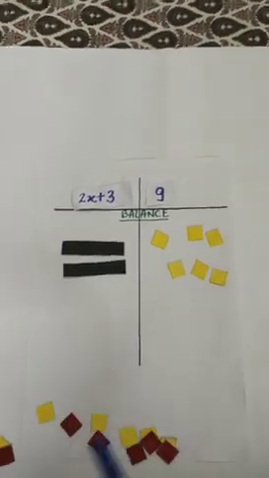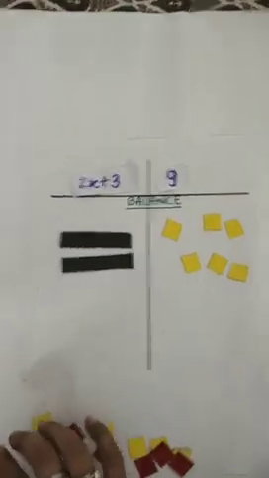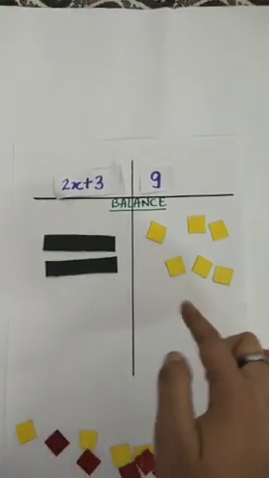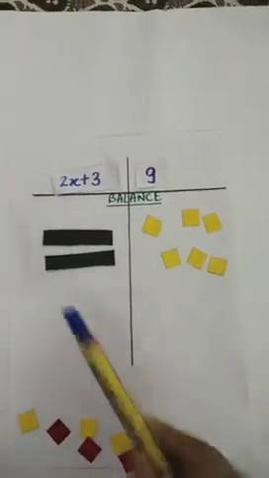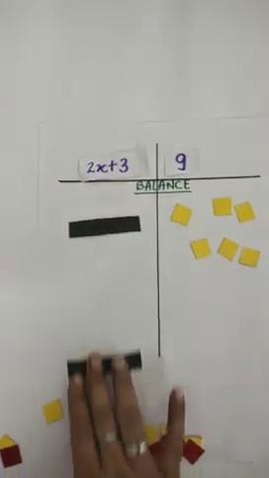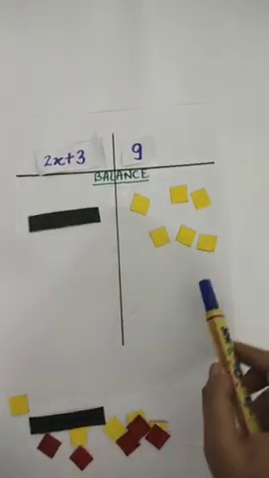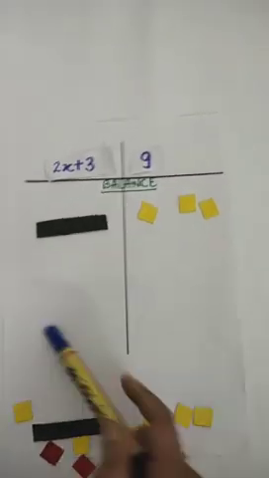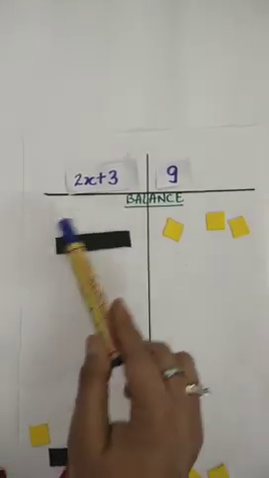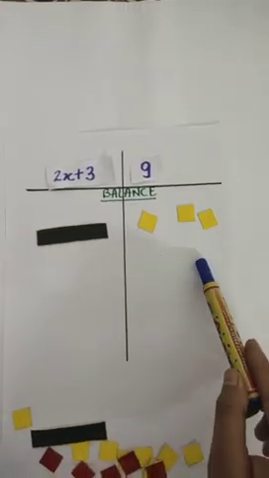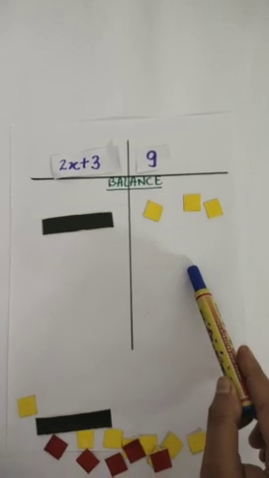But we want only 1x. So we are taking half of the left hand side. Exactly half we have to do. So how can we do half? These are 2. To make it half, I can remove 1. These are 6. To make it half, what should I do? Remove 3. Now what is left? It is left with 1x only and 3 yellow tiles, which means x equals 3.